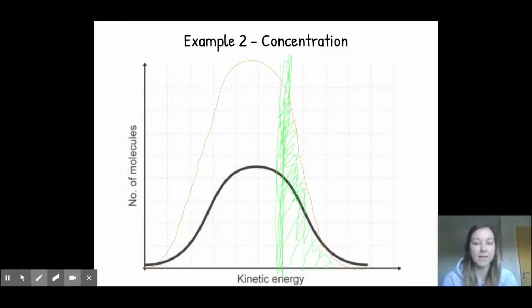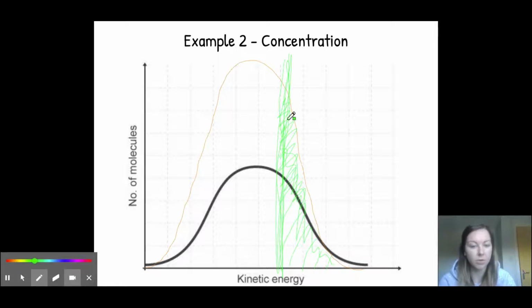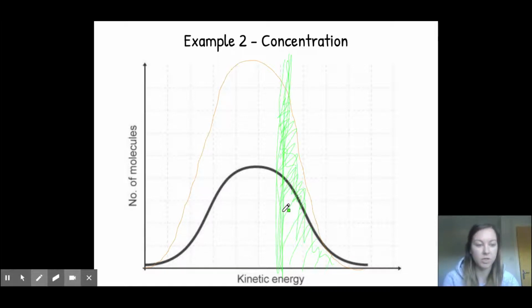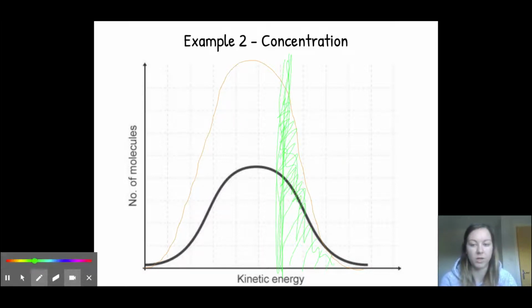So again, by increasing the concentration, we are increasing the number of molecules that have sufficient or have the activation energy to successfully collide. But we do need to know that this is how you draw the graph for that. So concentration, think about it logically, you're not altering the kinetic energy in any way, but you are increasing the number of molecules in your reaction.